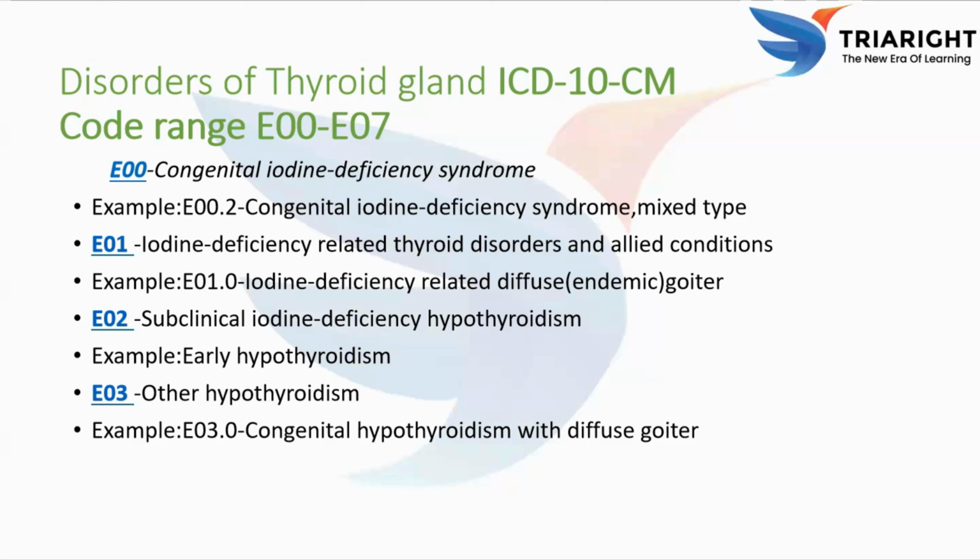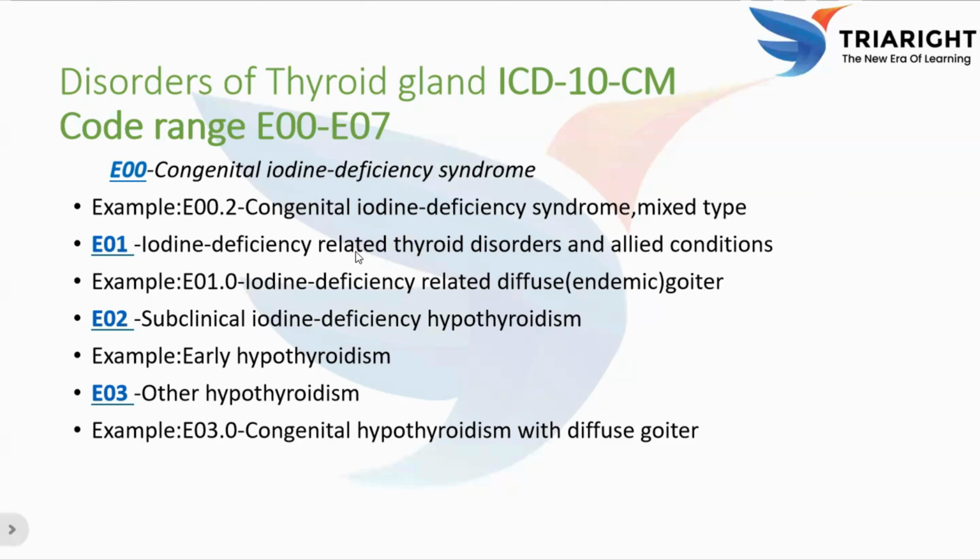For example, congenital iodine deficiency syndrome, mixed type. What do you mean by mixed type? Children born with both mental and physical symptoms of iodine deficiency. Okay. And the next code, E01, that is iodine deficiency related thyroid disorders and allied conditions.